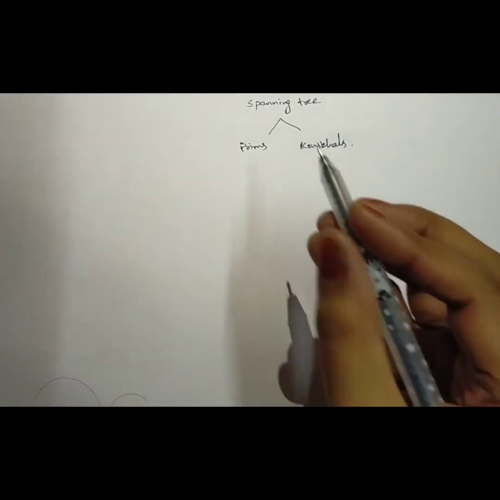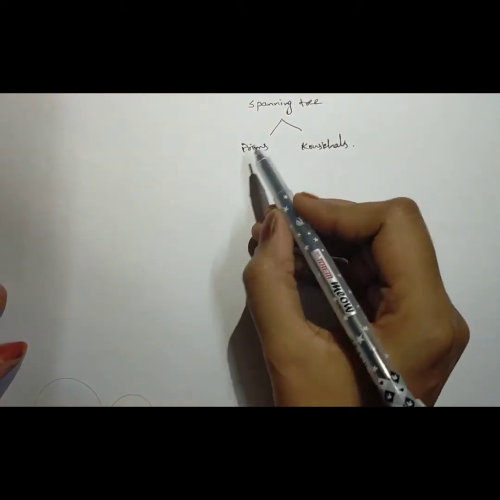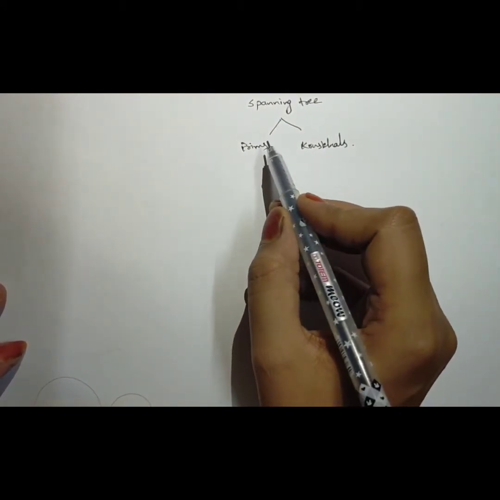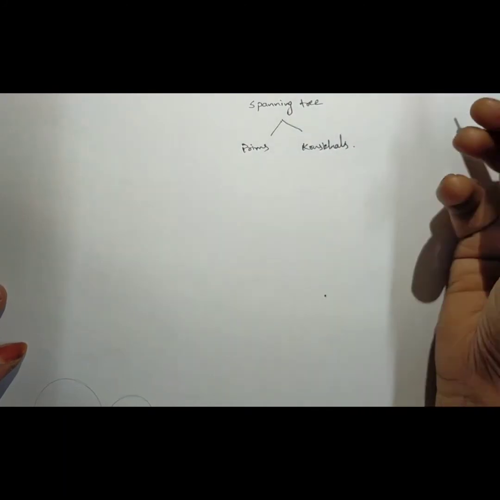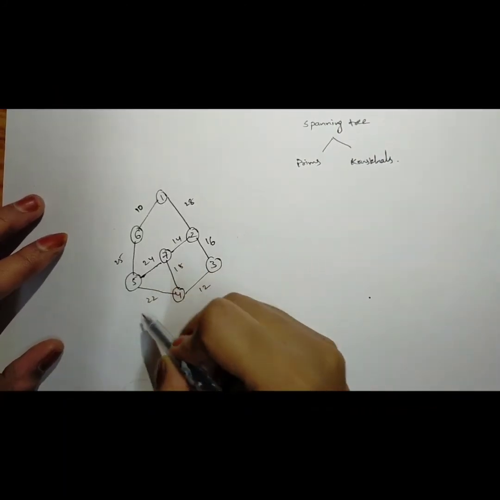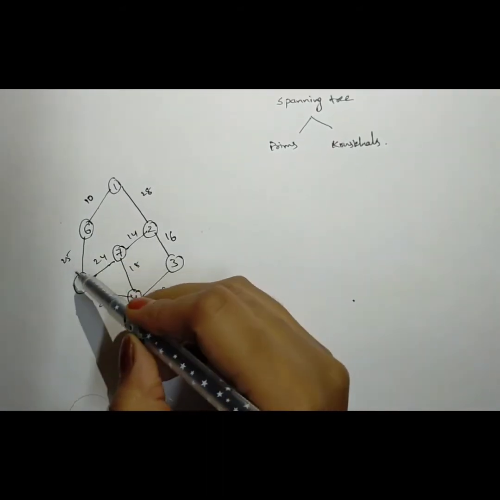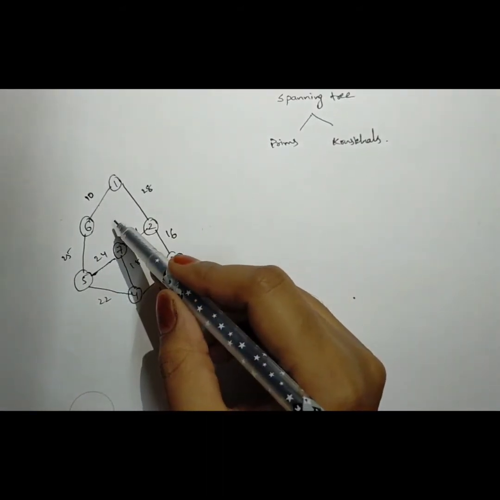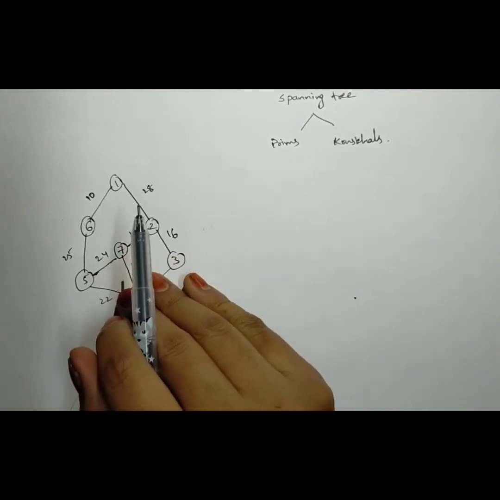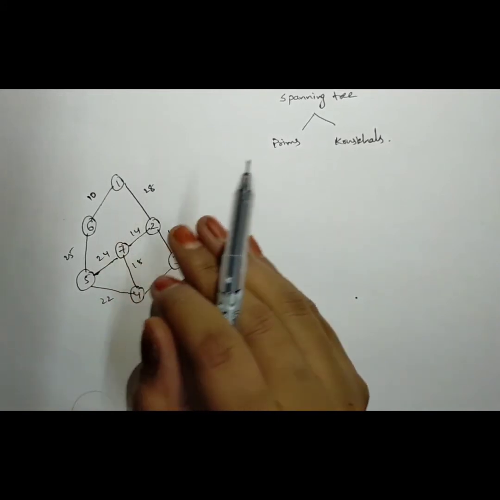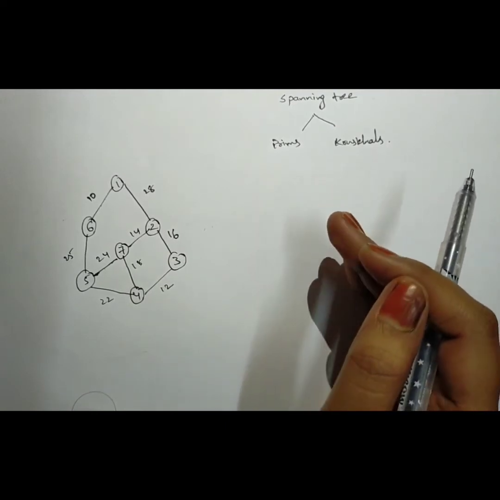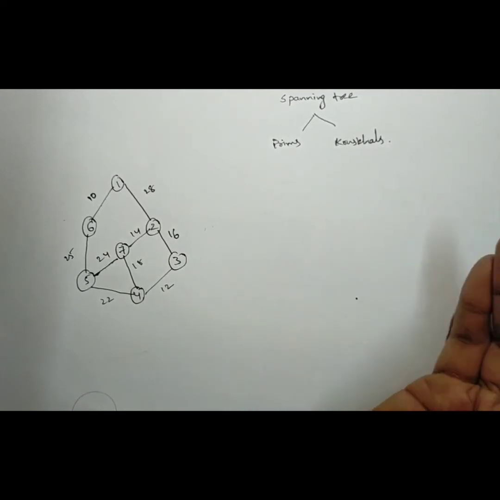Okay. Now let us see an example for Prim's algorithm, how Prim's algorithm can be solved by using the greedy method. See, this is an example for Prim's algorithm. Here there is a graph which is connected to all the vertices in the graph. From this graph we need to find the solution for the minimum cost spanning tree by using Prim's algorithm.